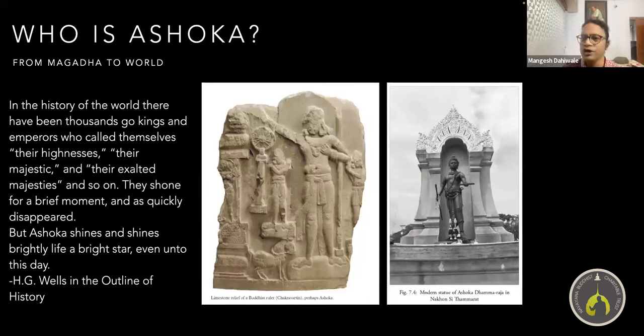Of course, we know Ashoka today with a lot of information, but two centuries back, a lot of information was not available on Ashoka. And therefore H.G. Wells, a very famous historian, mentioned in his book, The Outline of History: in the history of the world, there have been thousands of kings and emperors who called themselves their highnesses, their majesties, and their exalted majesties, and so on. They shone for a brief moment and as quickly disappeared. But Ashoka shines, and shines brightly, like a bright star even unto this day.